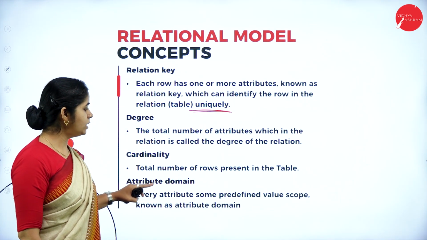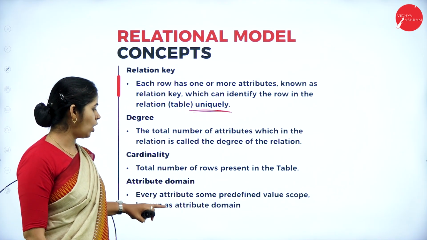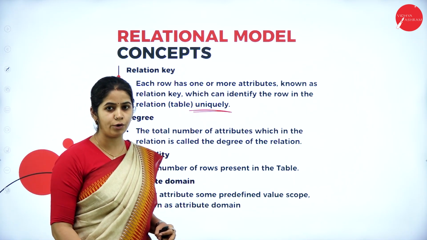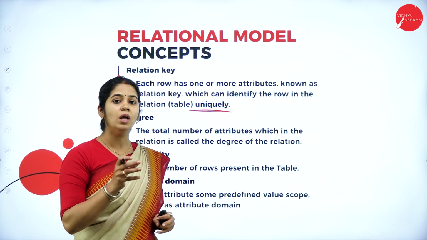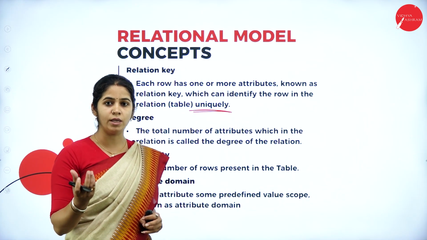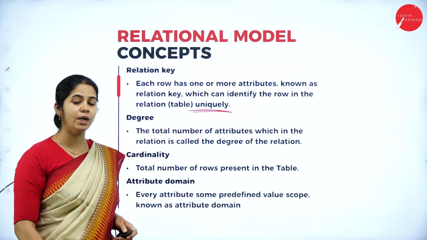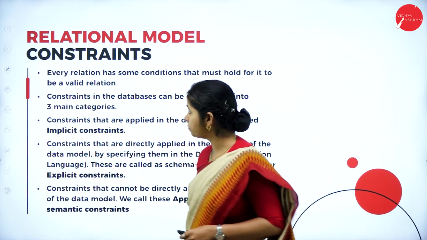Attribute domain: each attribute has some predefined values and a scope, that is called the domain of an attribute, or attribute domain. It specifies which data has to be stored in which format, and which data type has to be used to store the particular attribute.